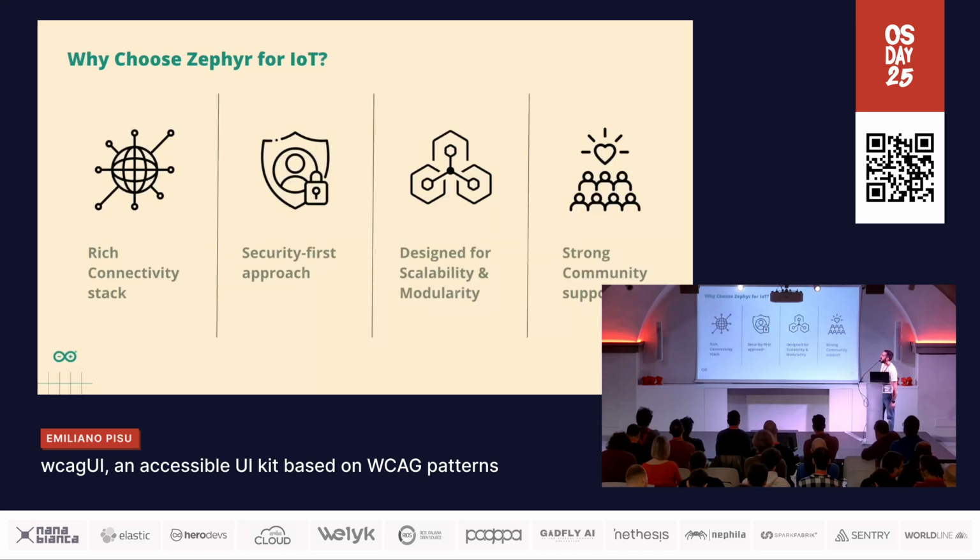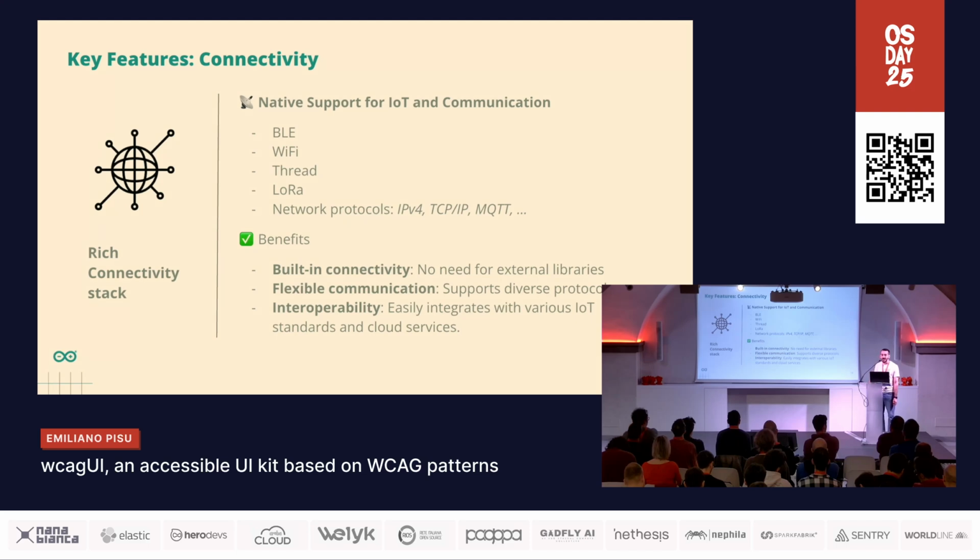Okay, what is the Internet of Things? Internet of Things means giving internet, so giving connectivity in general, to devices. So why should we choose Zephyr for IoT? We choose Zephyr for IoT because Zephyr implements a rich connectivity stack. It's a security-first approach OS. It's designed for modularity and scalability, and in the next few slides I will explain what that means. And because there is strong community support, because it's supported by the Linux Foundation. Okay, let's start with the rich connectivity stack.